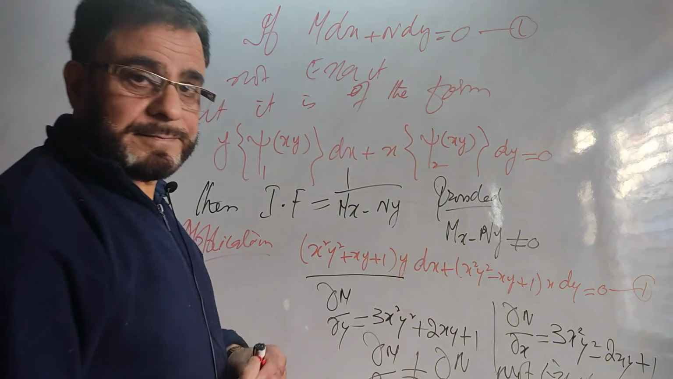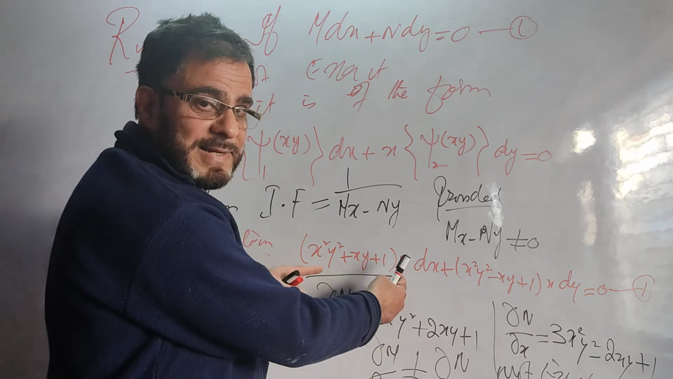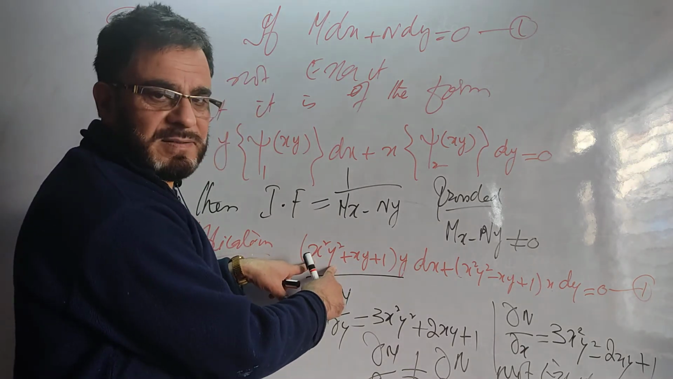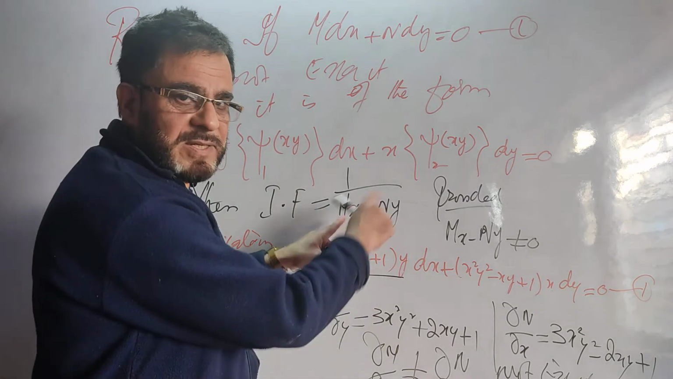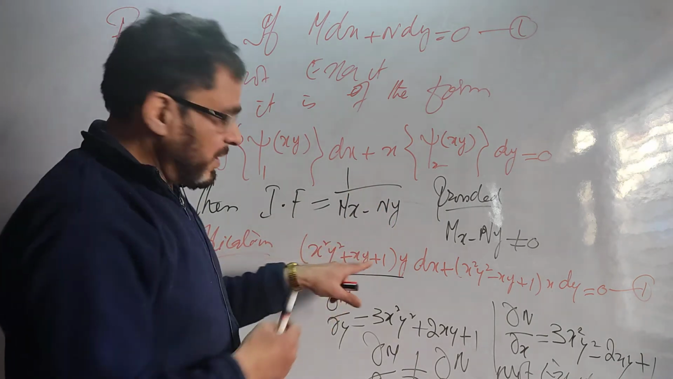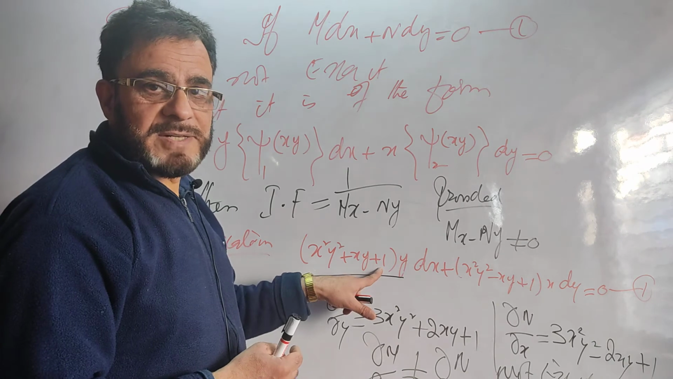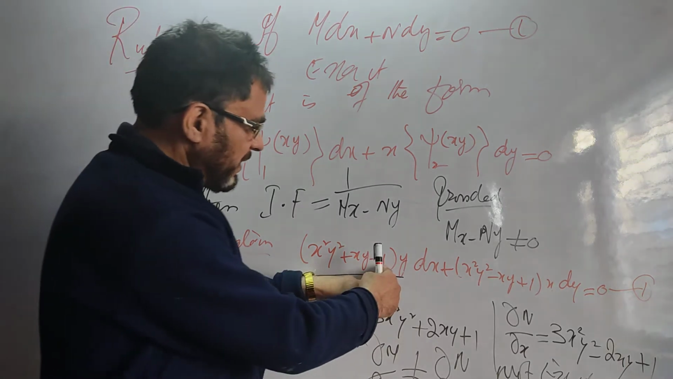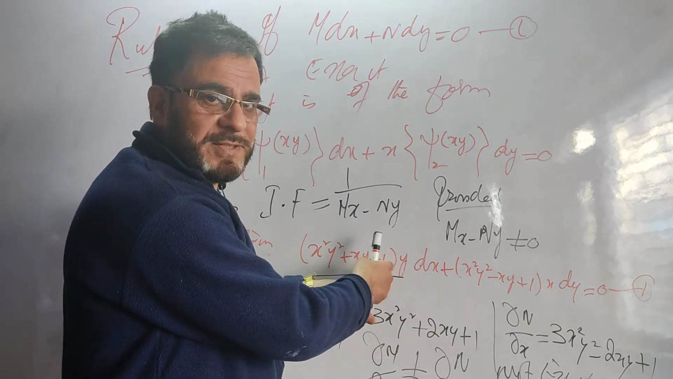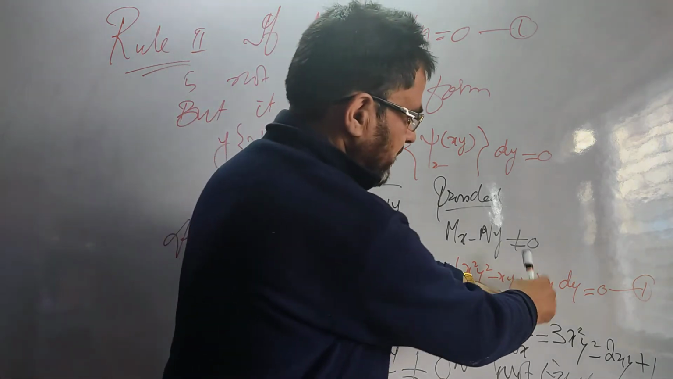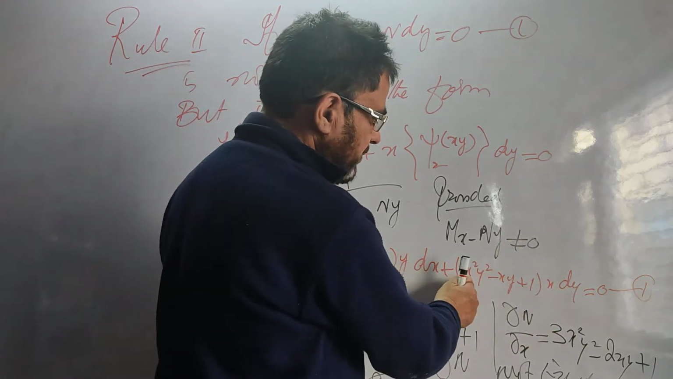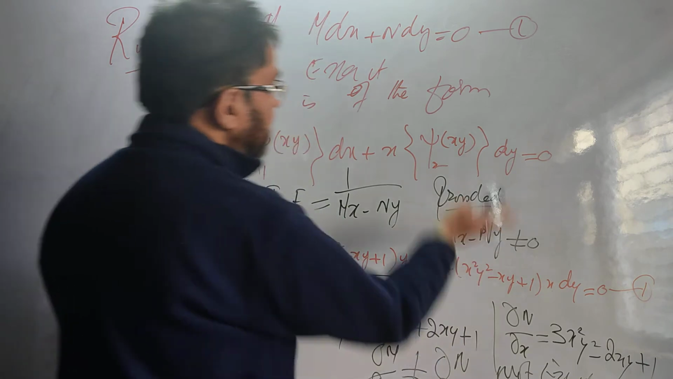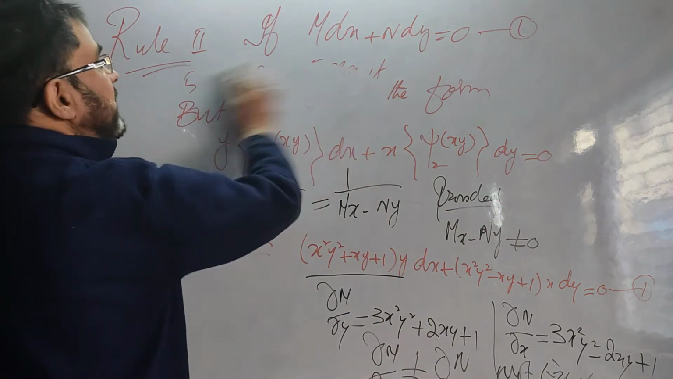But at the same time, y is common with dx, and the rest is a function of xy. The first term involves xy squared, the second term xy raised to power 1, and the last is 1. You may say 1 is not a function, but yes, it is a function of xy, since every constant is a function. 1 is xy raised to power 0, a function of xy. So y common with a function of xy, and x common with a function of xy. This is the first rule, so it has an integrating factor.